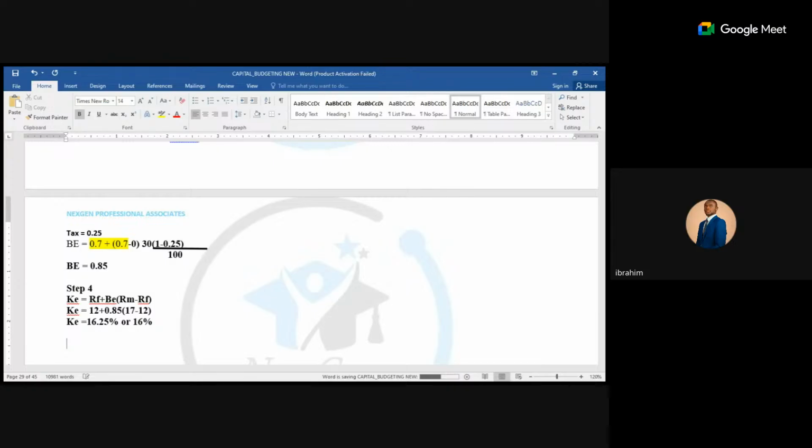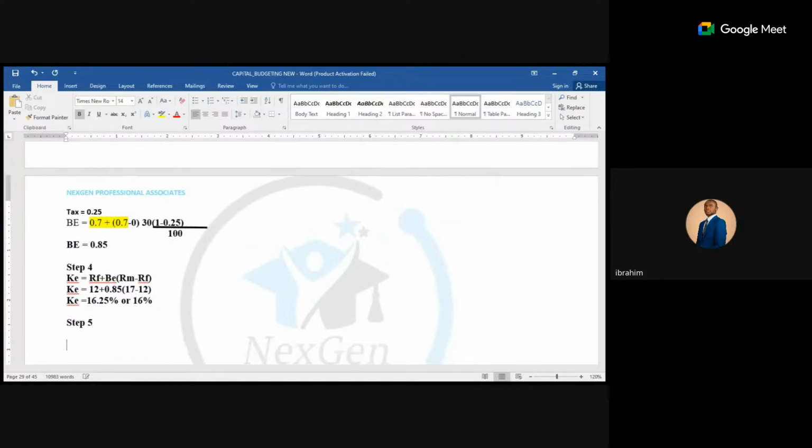So the last step, step 5, is to determine the weighted average cost of capital. Class, what is the formula for calculating the weighted average cost of capital?